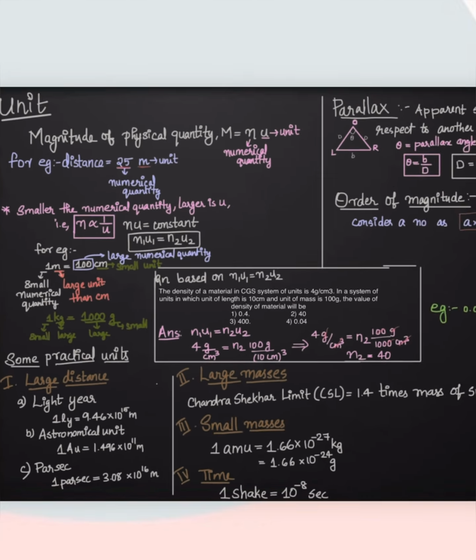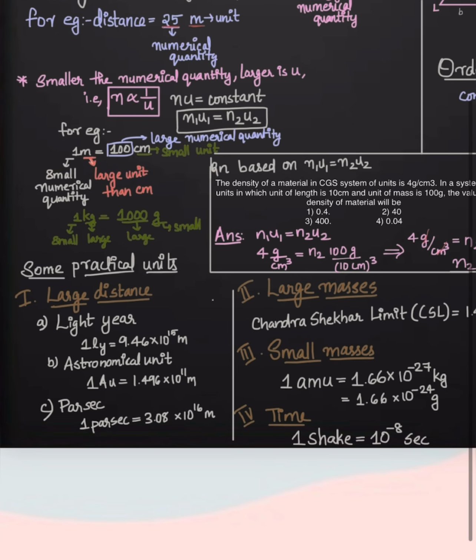Now we have to learn about some practical units. To measure large distances, the unit is the light year. You have to learn by heart that 1 light year is equal to 9.46 into 10 raised to 15 meter. And 1 astronomical unit is equal to 1.496 into 10 raised to 11 meter. Write it on a sticky paper and stick it on your study table.